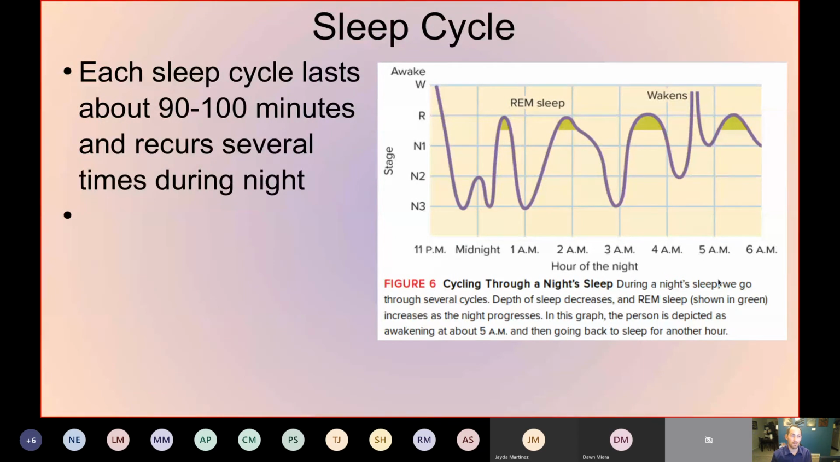So each sleep cycle lasts about 90 to 100 minutes and reoccurs a couple times during the night. Right when you go to sleep, you will tend to jump quickly down into deep sleep. And then as the night goes on, you'll be less and less in deep sleep. And you'll see here some periods of REM sleep. You might wake up a couple times. So this is actually really similar to a graph that, say, a Fitbit would spit out to you.